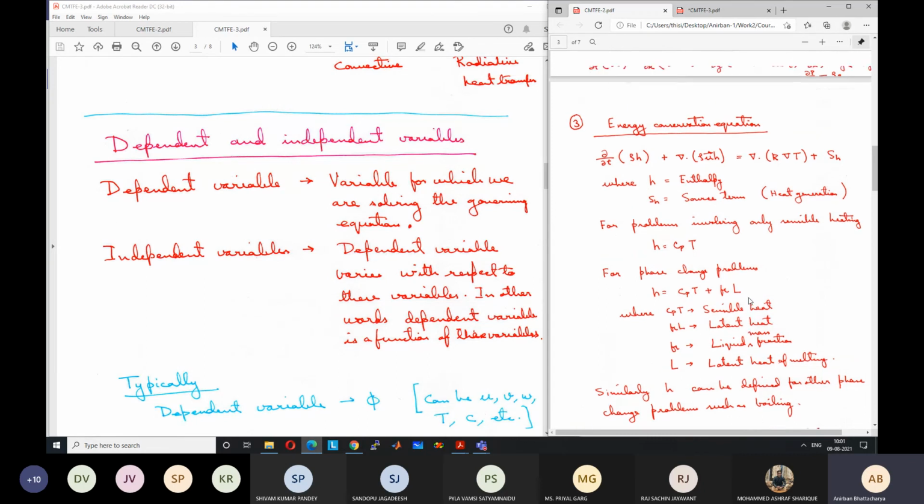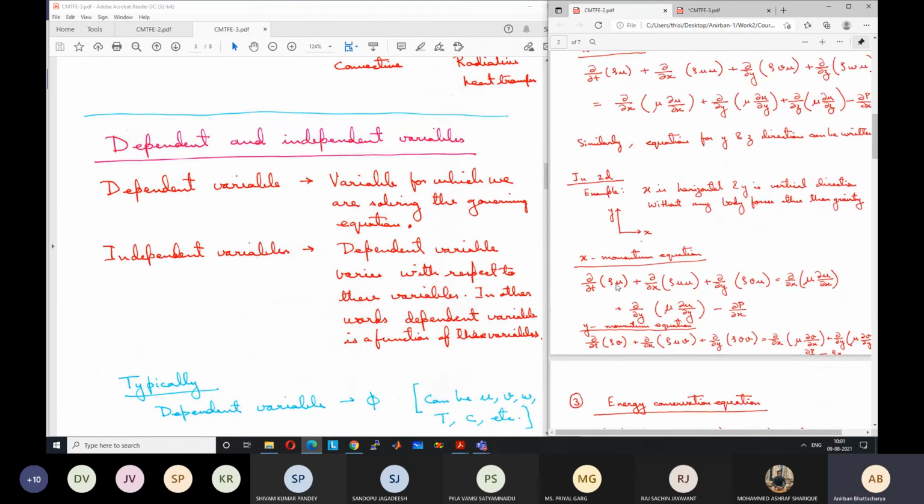For example, in this equation, we are trying to solve for u. So u will vary with time t as well as with x and y. So u is a function of x, y, and t. We can write u is equal to u(x, y, t) because it's a function of these three variables. So the three variables are the independent variables, and we are trying to solve for the dependent variable's variation along these three independent variable directions. So along the x direction, y direction, and t direction.